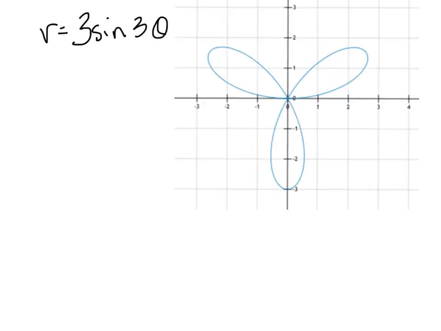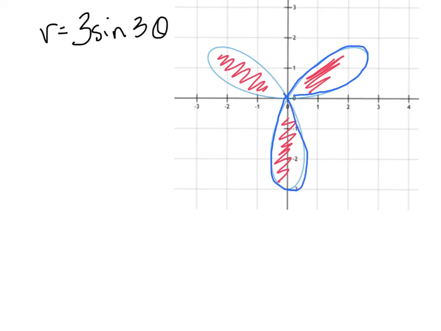So here's a quick example with r equals 3 sine 3 theta. I want to find the area bounded inside this 3-petaled flower. Okay. Now, if you graph this, this right here is 0 to pi over 3. This is pi over 3 to 2 pi over 3. And this is 2 pi over 3 to pi. So you really trace the entire thing with just going from 0 to pi.